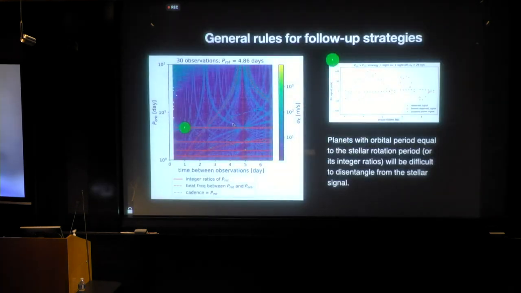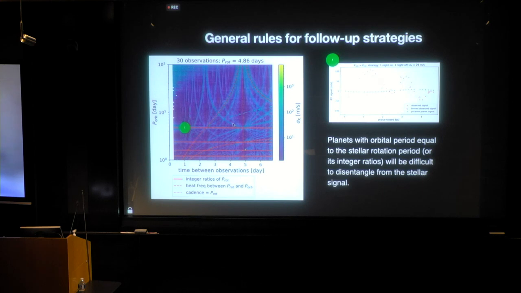Okay, so that was a specific case, but there are some generic ground rules that we can also derive from this work. These beautiful swoopy things are something called beat frequency: the interplay between the observing cadence, the stellar rotation period, and the planet orbital period. So many timescales that interact with each other and produce these complex harmonics.